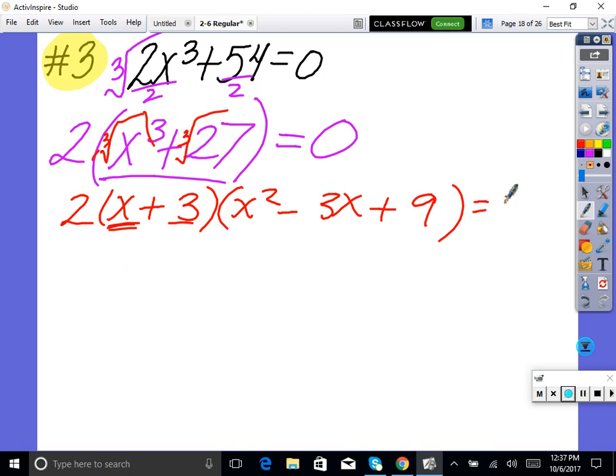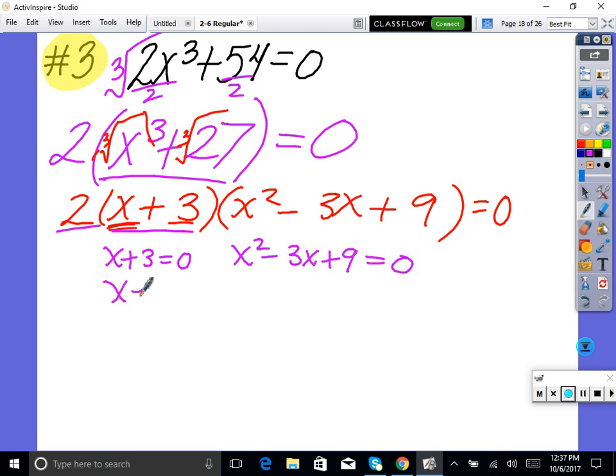Now set each of these equal to 0 and solve. Is this 2 going to... Nope. Okay, so we have x plus 3 equals 0. And then we have x squared minus 3x plus 9 equals 0. Solve. X equals -3. Quadratic formula. You could try, but it doesn't work. What multiplies to be 9 and adds up to be -3? Well, 1 times 9, 3 times 3. Do any of those add up to be -3? No, quadratic formula.